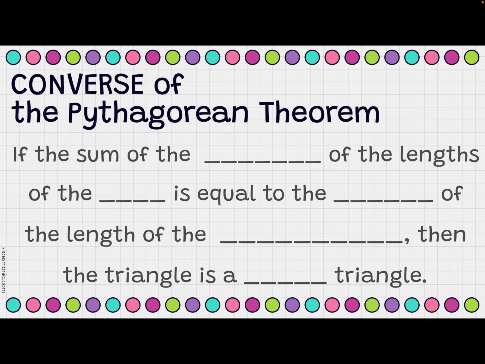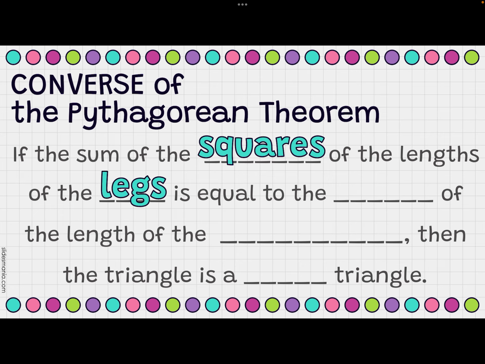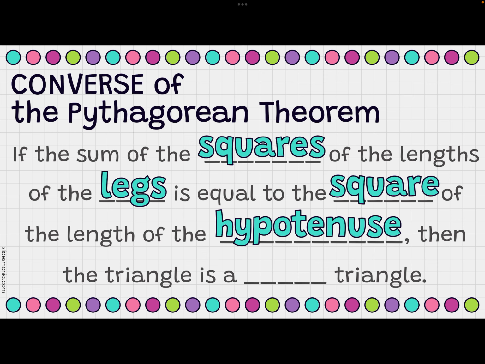So to officially fill this in, if the sum of the squares of the lengths of the legs is equal to the square of the length of the hypotenuse. That first part, it's a mouthful, but it's the same mouthful we had at the end of the Pythagorean theorem. That part is establishing, hey, there's this equation, a squared plus b squared equals c squared. If that all works out, then the triangle is a right triangle. Now, I know that seems kind of weird, but what this lets us do is use that Pythagorean equation to check and see if triangles are actually right triangles or not.